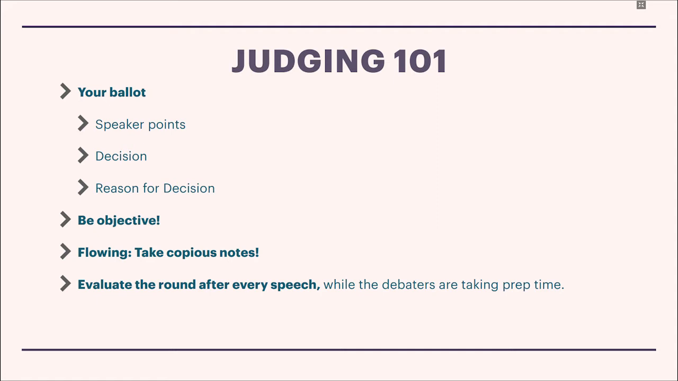And the third and final element of your ballot is the reason for decision section. And this is just where you explain to the debaters why you voted for one debater over the other. You want to err on being more thorough than less thorough in this section. Debaters will read these after the tournament. They'll probably want a good explanation for why you voted the way you did. So take some time, invest some mental energy into producing a good reason for decision.